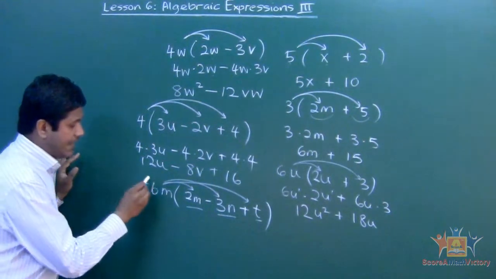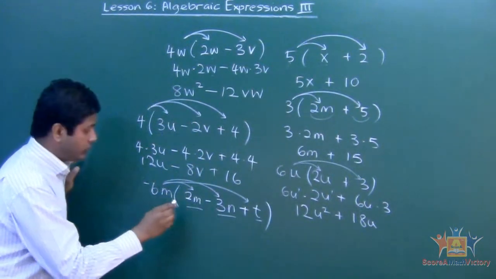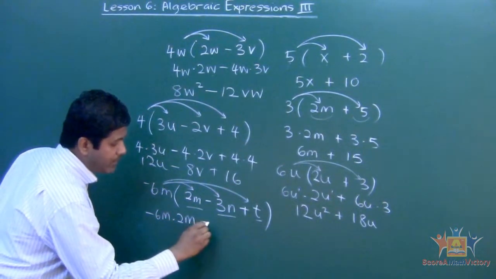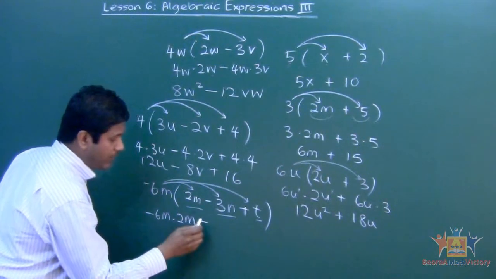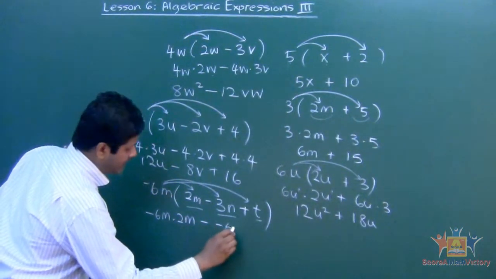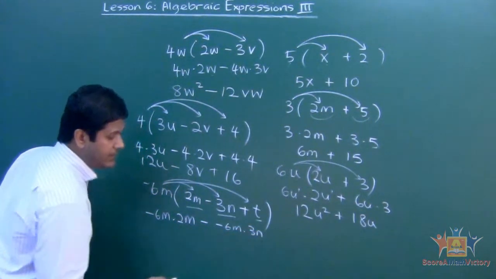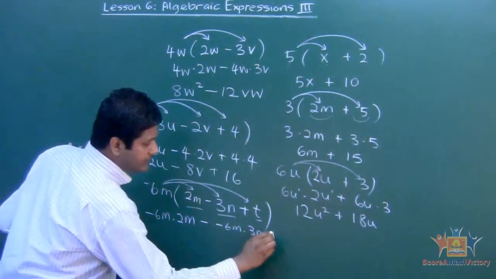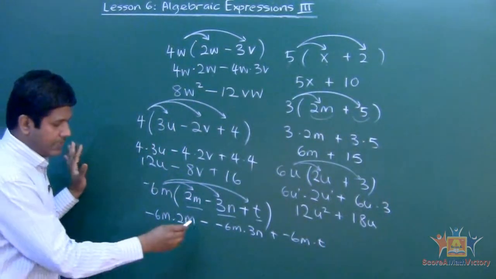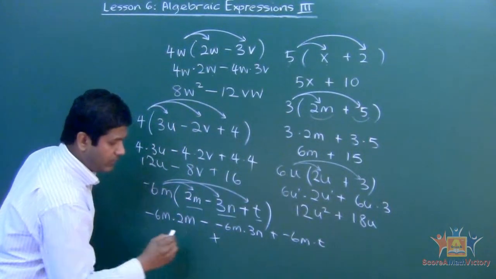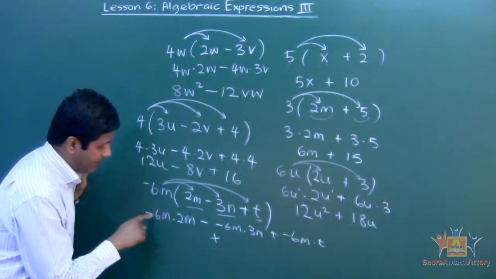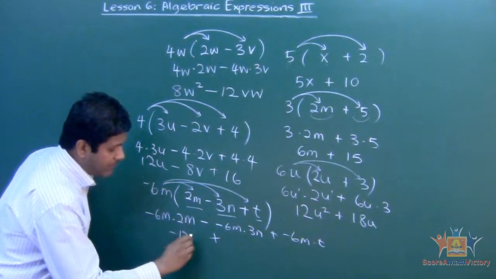Now look at this. You've got negative 6m you're distributing. So that means you've got negative 6m times 2m minus, okay? Now remember, this minus belongs to this, but you're timesing with negative 6. So negative 6m times 3n, see that? Plus negative 6m times t. So negative becomes what? Positive. Make sure you pay attention to that. So 6 times 2 is 12, but there's a negative there. So negative 12, m times m is m squared.